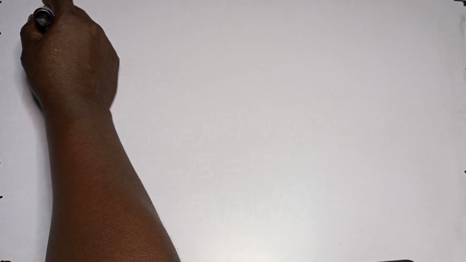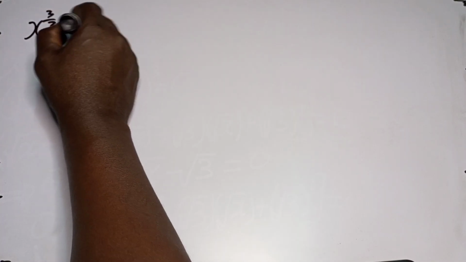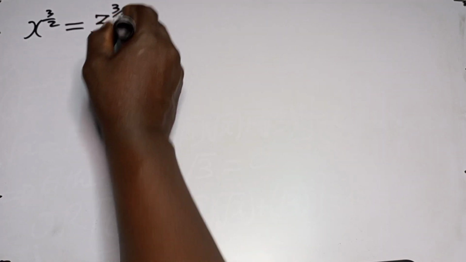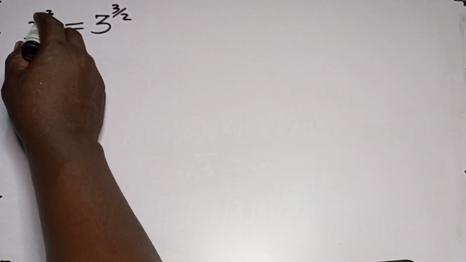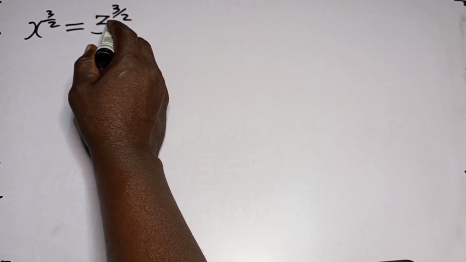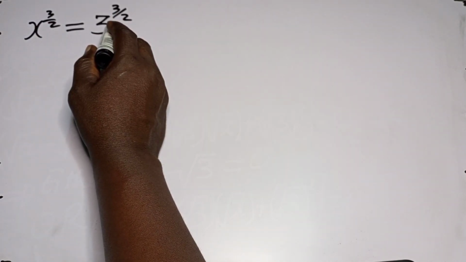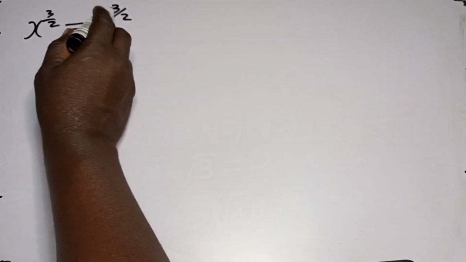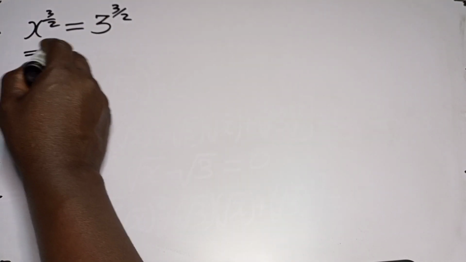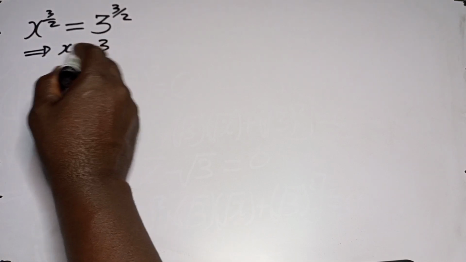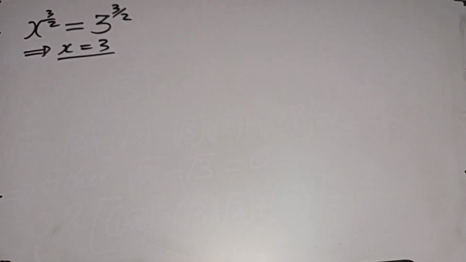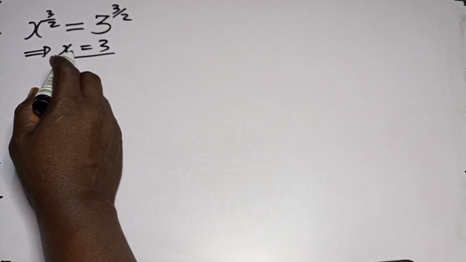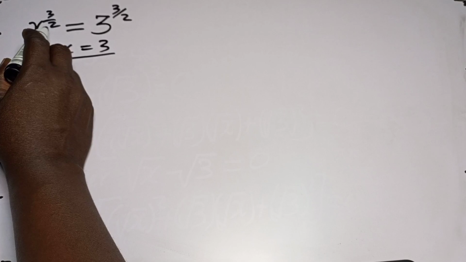X to the power 3 all over 2 equals 3 to the power 3 all over 2. This index expression on the left hand side has the power 3 all over 2. This index expression on the right hand side has the power 3 all over 2. Now, the temptation here is to say that since the powers are equal, then we can equate the bases and end up by saying our solution is x equals 3. Well, this is just one of the solutions. We are actually supposed to have 3 solutions because this is a cubic equation.